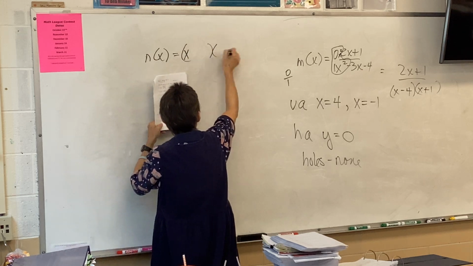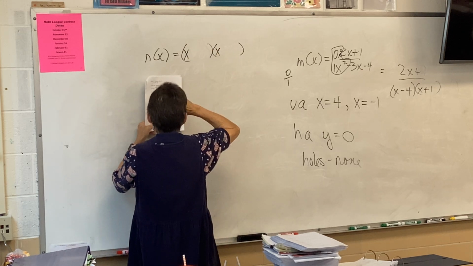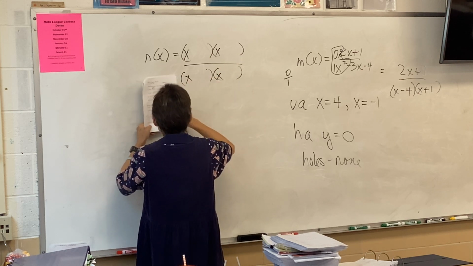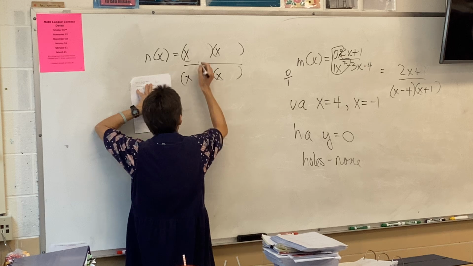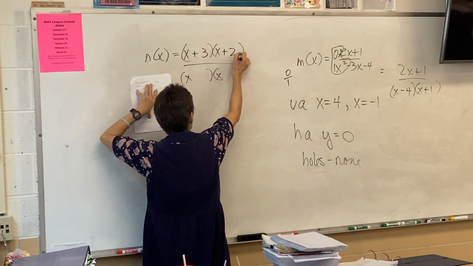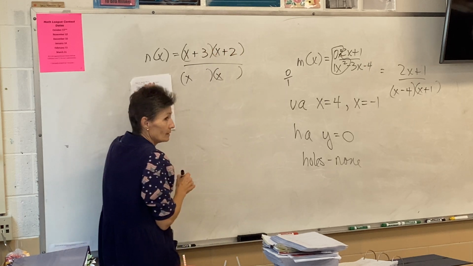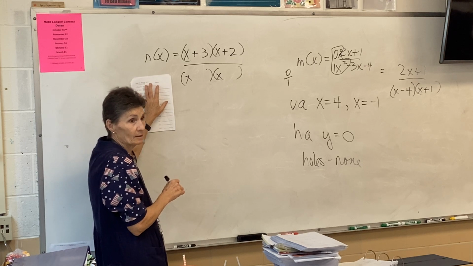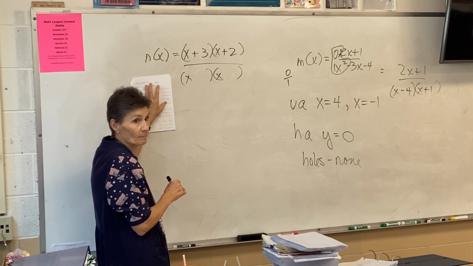I'm gonna go ahead and factor it. So how does my top factor? They're both gonna factor this time. How does the top factor? x plus 3, x plus 2. I love it because when I FOIL that, I get a 3x and a 2x, which is 5x, right?